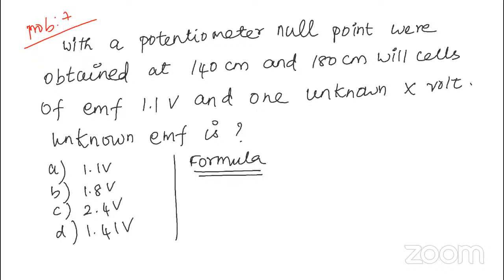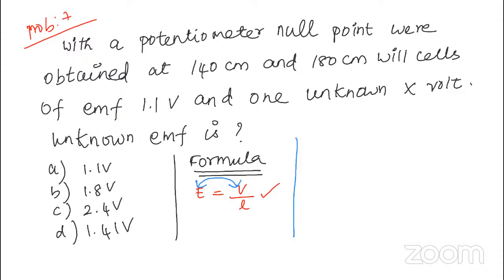So from that, to calculate the values of E, we have written many formulas, that is V by L into L, right? So here this formula is going to be used. E is directly proportional to V. So when E is directly proportional to V, here we have two cells. Two cells are given, and the other EMF we have to find out, right?